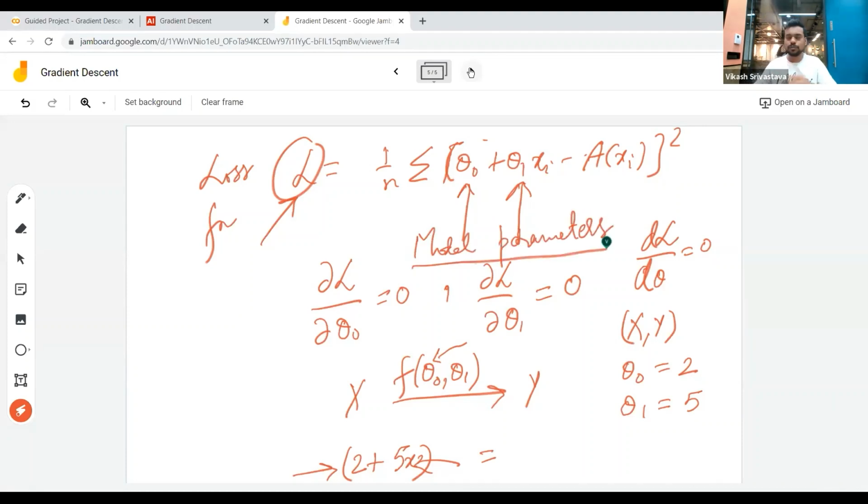So the task is to find these optimal values of model parameters for which the loss function will be minimum. So what does that mean? When we say the loss function is minimum, that means the error in our prediction, as in the deviation from the actual value with our predictions, is minimal across this particular data set.